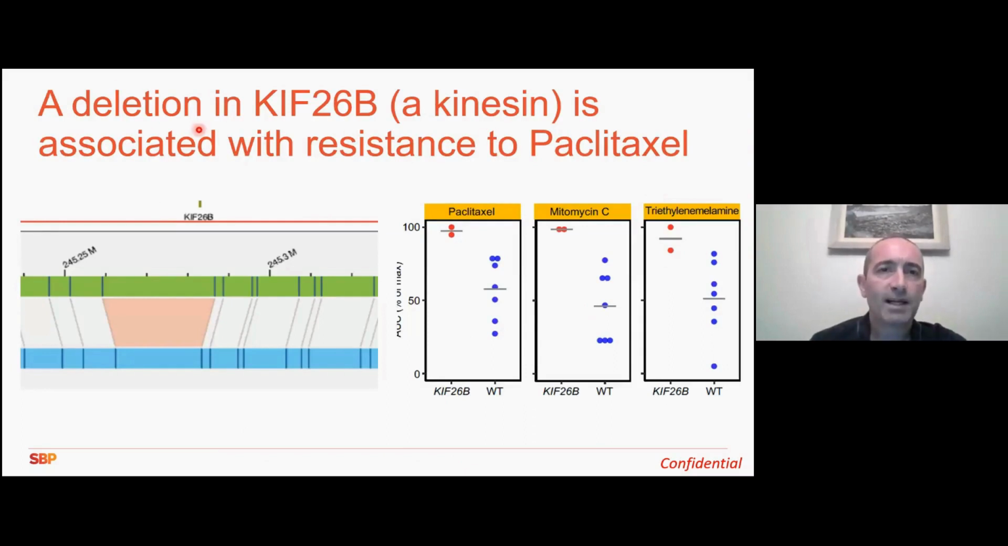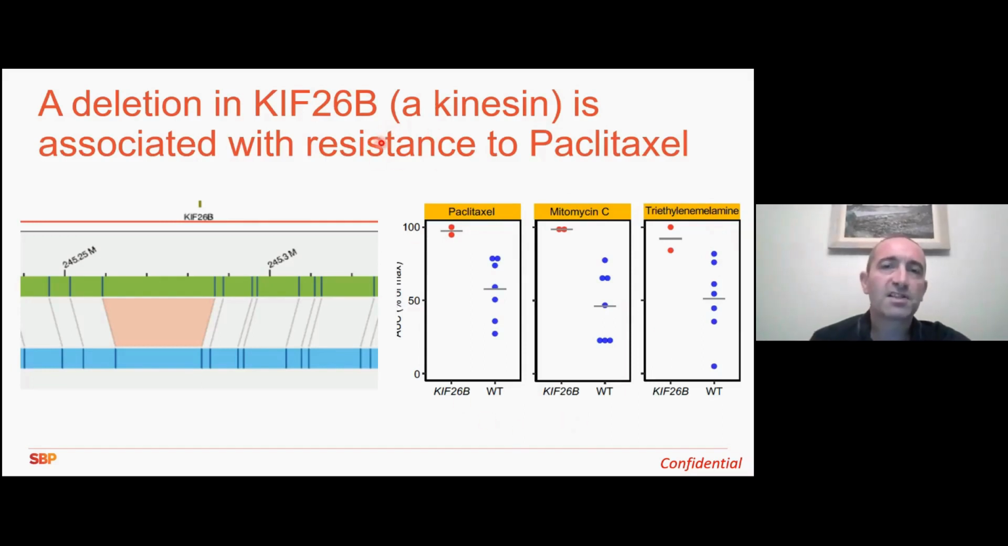And then one final example is a deletion in a gene I had never heard of before, but again, it shows the value of this sort of unbiased analysis and detection. So the deletion in a gene called KIF26B. This is a kinesin, which is involved in trafficking of cargoes along microtubules. So it was gratifying to see that the 2 samples that had a deletion in this kinesin were resistant to a microtubule targeting agent, paclitaxel. They're also resistant to mitomycin C and triethylene melamine.